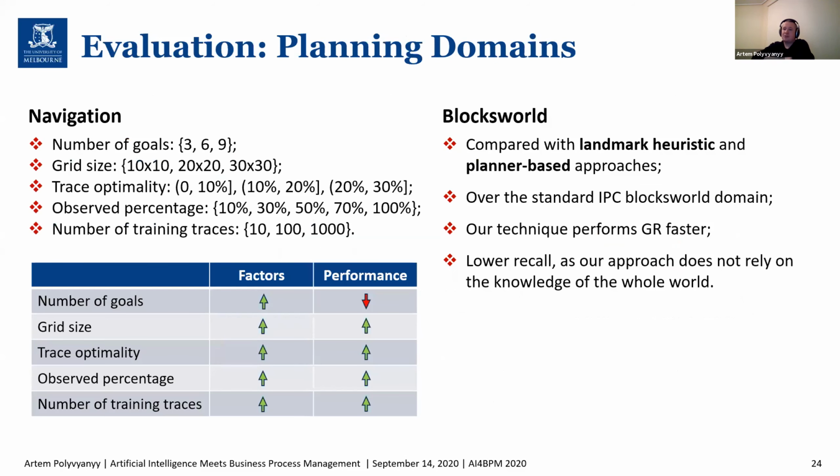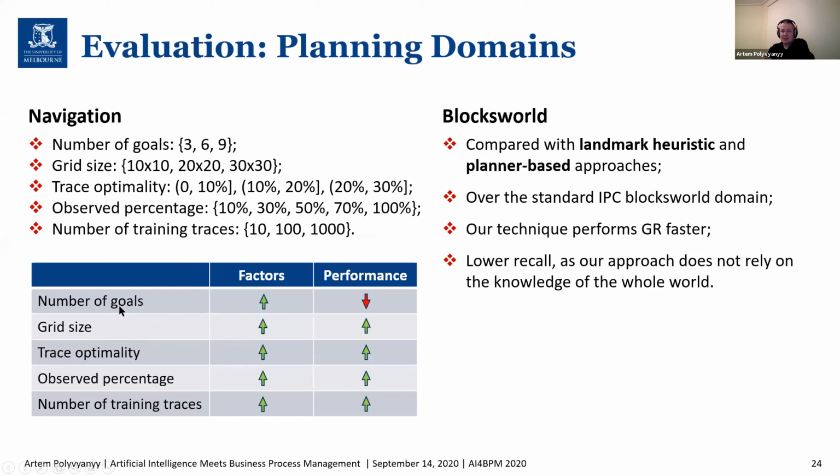If talking about planning domains, we also did some different configurations of our worlds. So let's say we had different number of goals, different grid sizes, trace optimality for training and testing the goal recognition, observed percentage. So we were observing partial traces, not the full trace, but let's say 50% of steps in the trace, number of training traces that we used, etc. And then we observed, right, different behavior of the factors.